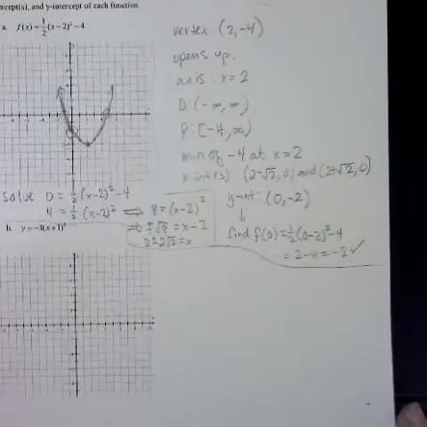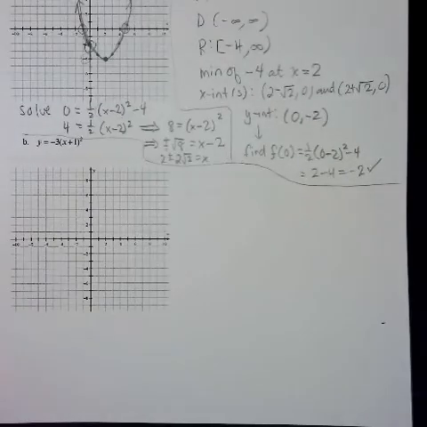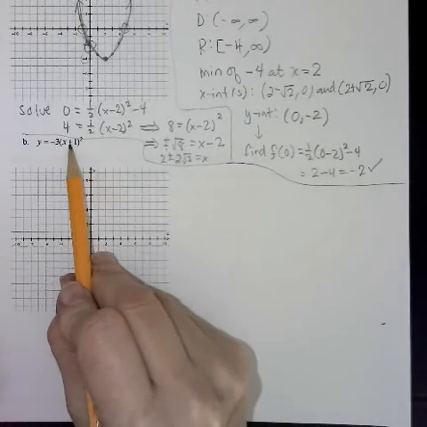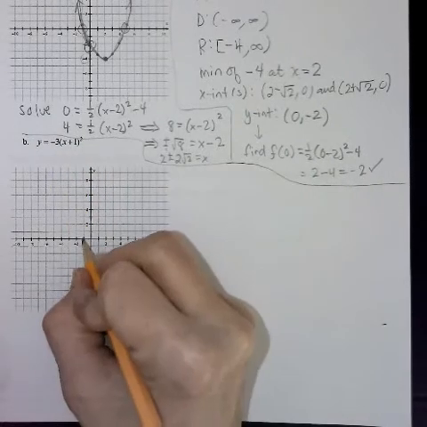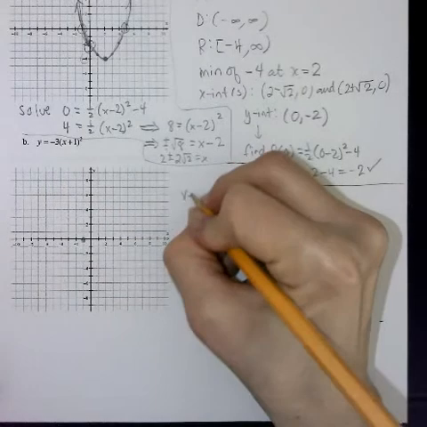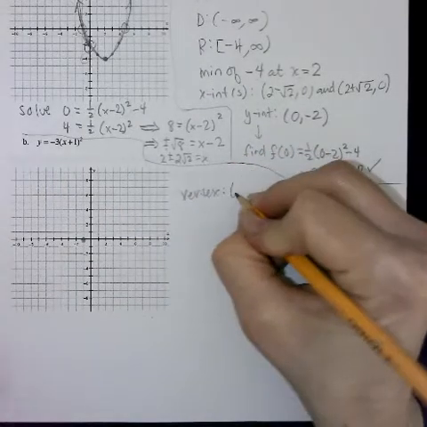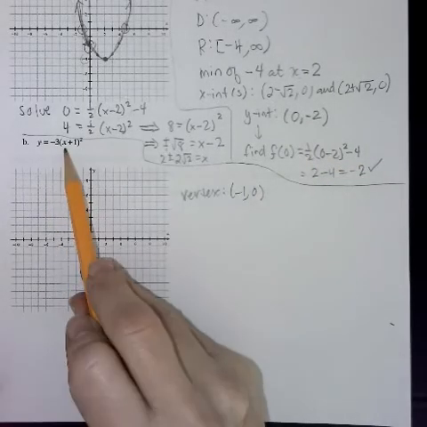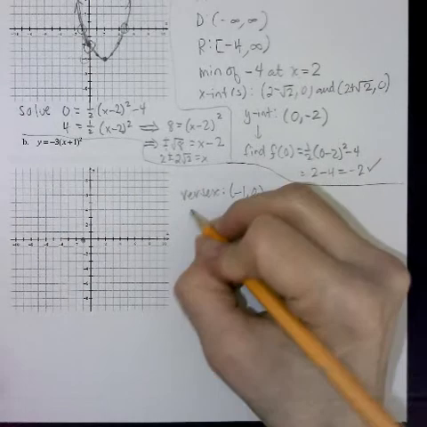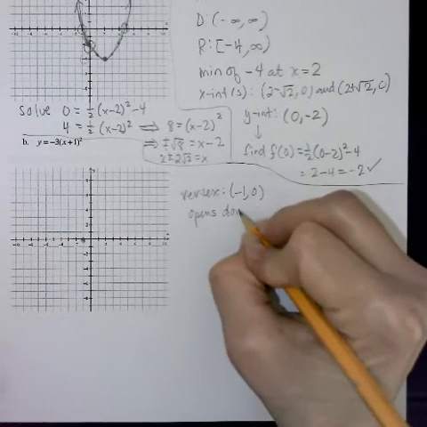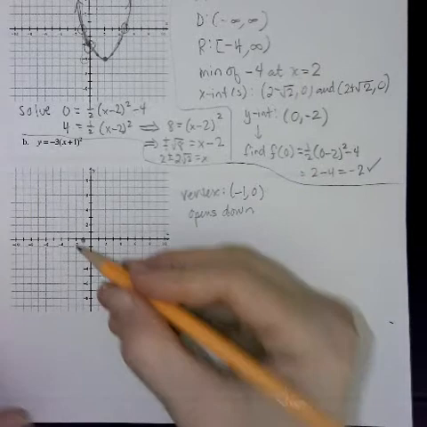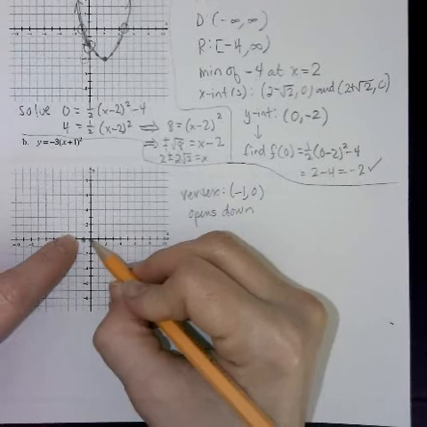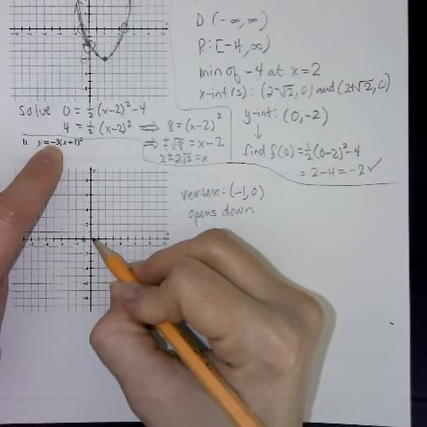All right, the next one, this one doesn't have a shift up or down, it just shifts left 1 unit. So the vertex is going to be at -1, 0. And then this one will open down because of the negative. And when we graph this, then we're going to go out 1 and then take that times -3. Instead of going down 1, we'll go down 3.